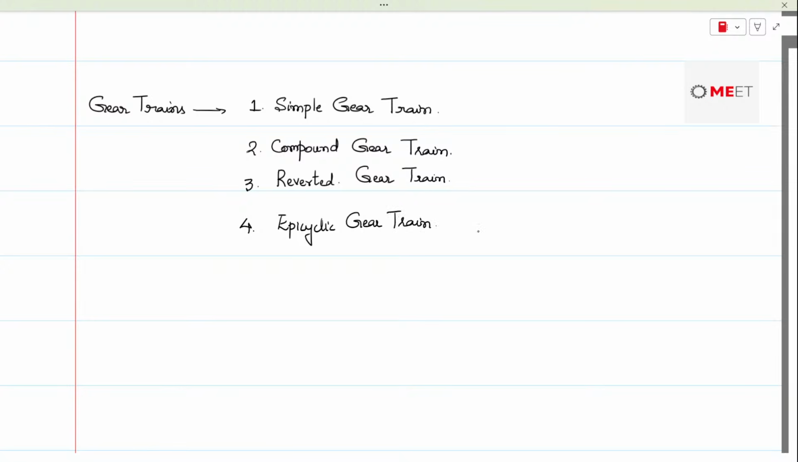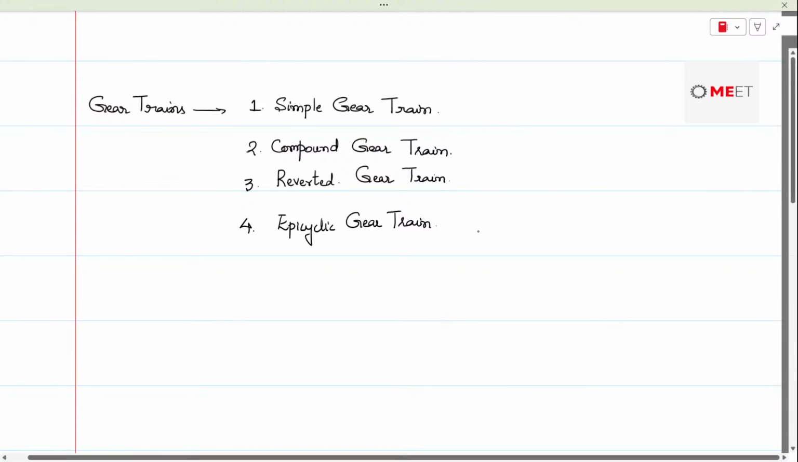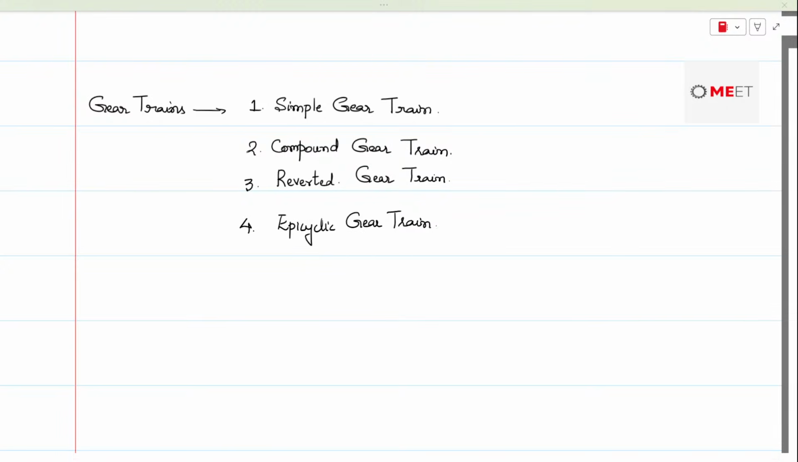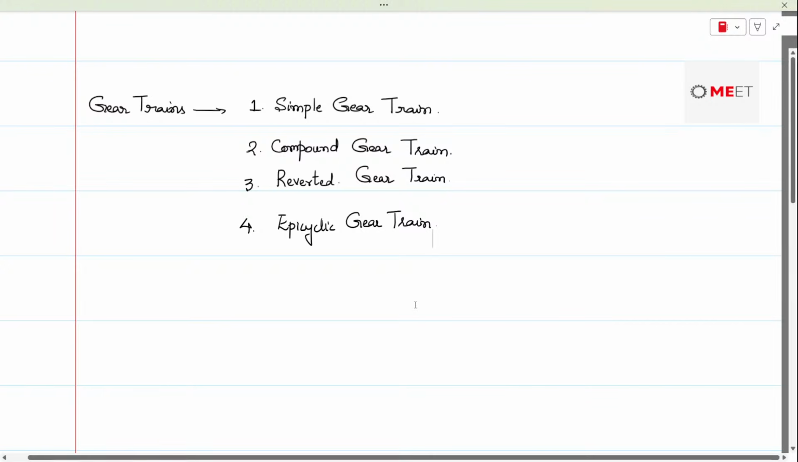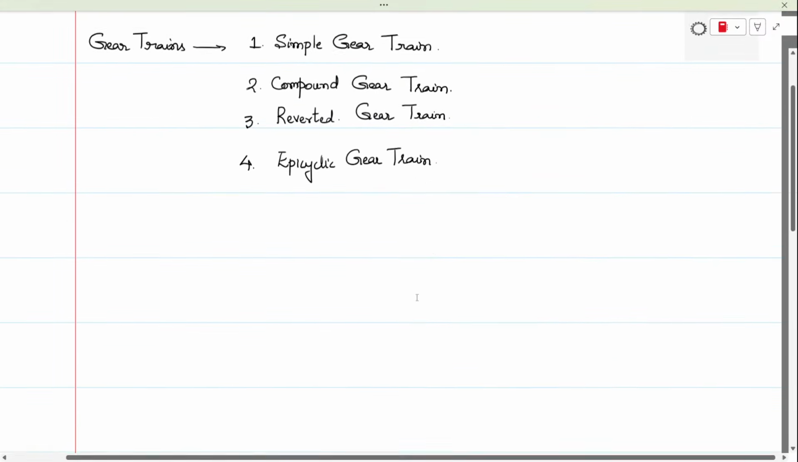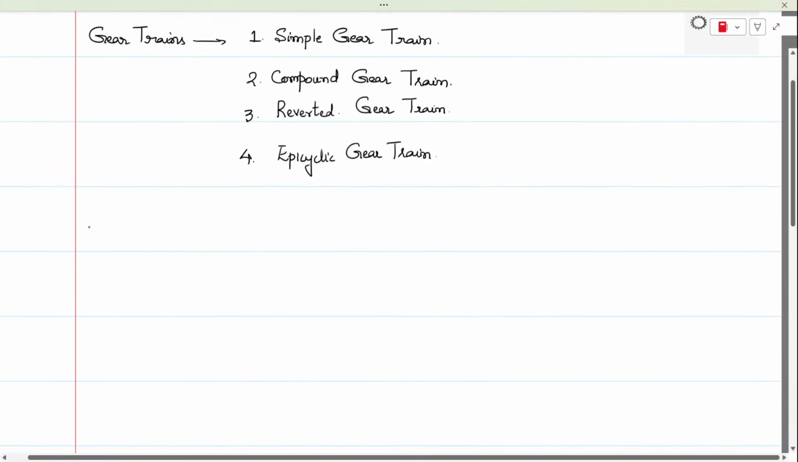Okay. So for today, we'll try to only learn simple gear train and compound and reverted gear train. Epicyclic is a little complex, so we'll take that up in the next session. The reason is that for simple, reverted and compound it's easy to write, but epicyclic requires a bit more analysis. Okay. So first is simple gear train. Let's begin our discussion with simple gear train.